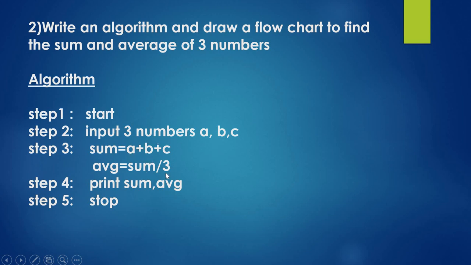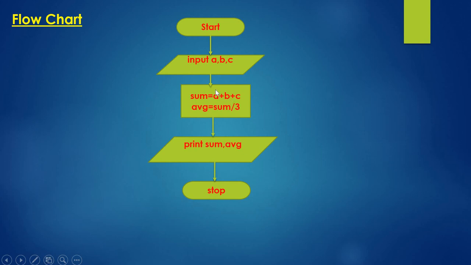That process should be in a rectangle. Sum is equal to A plus B plus C. AVG is equal to sum divided by 3. Then output is in a parallelogram. That is print sum comma AVG. Then stop. This is the flowchart to represent the sum and average of three numbers.